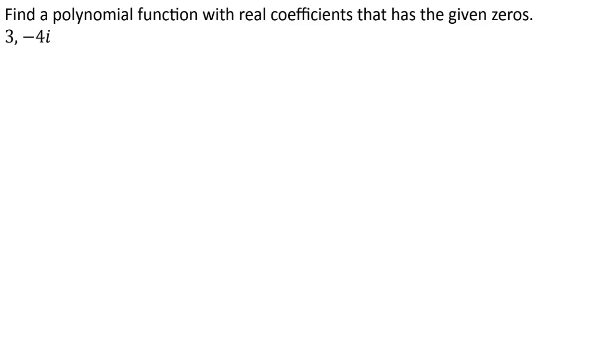Okay, now the last part of 2.5 is to find a polynomial function with real coefficients that has the given zeros. Here they're giving you 2 zeros, 3 and -4i. When we have -4i, the complex conjugate of this one is also going to be a zero. So that means that the other zero of this function is going to be +4i. So this polynomial function has 3 zeros. That means that it's going to be of the 3rd degree.